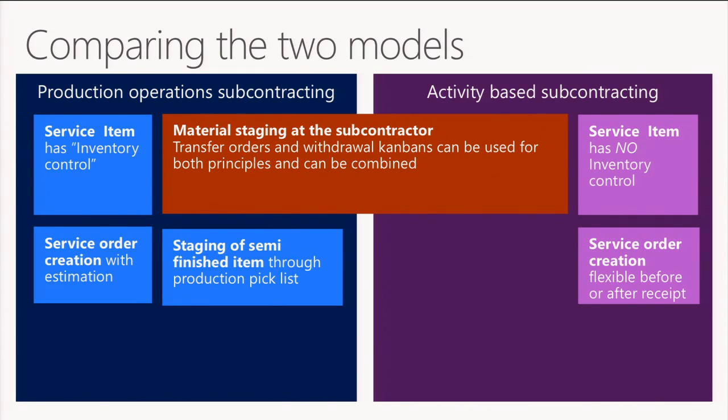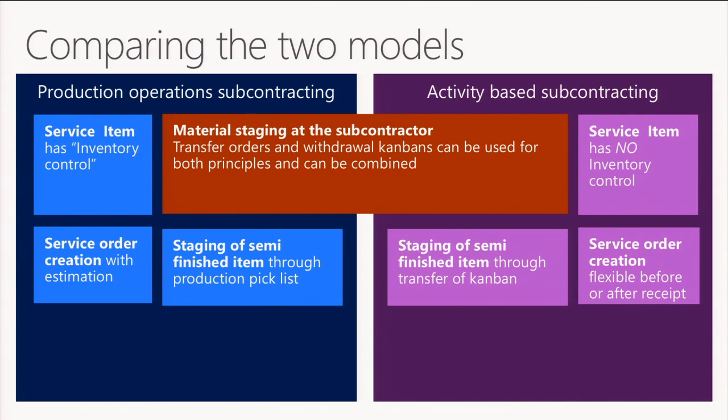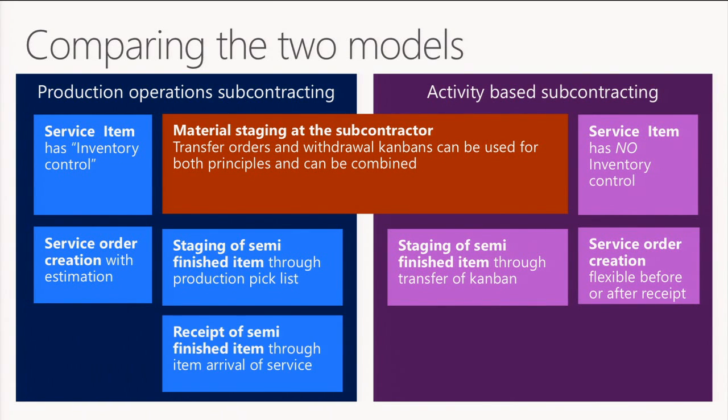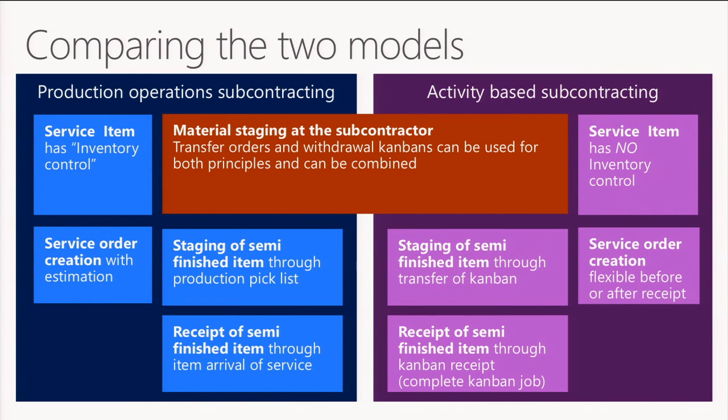Staging of semi-finished item is indirectly through the picking list, but it's actually not on the picking list. In this case, staging of semi-finished item is through the transfer of a Kanban, just like material that you stage. So it is a more uniform process. The receipt of semi-finished is through the item arrival of the service, basically of the purchase order on the one side. On the other side, we're just receiving the Kanban out of a work cell, just like internally.